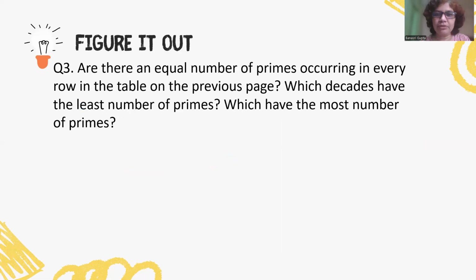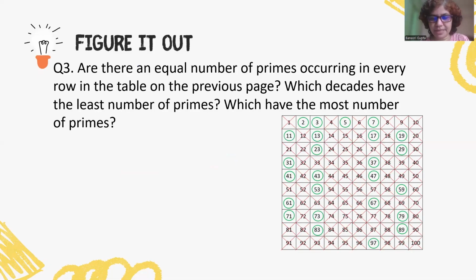Are there an equal number of prime numbers occurring in every row in the table on the previous page? Which decades have the least number of primes? Which have the most number of primes? So let us paste the sieve of Eratosthenes again. We see that every row doesn't have an equal number of primes. The first two rows have 4, then the third row has two prime numbers. So different rows have different numbers of primes. So the answer to the first part is no.